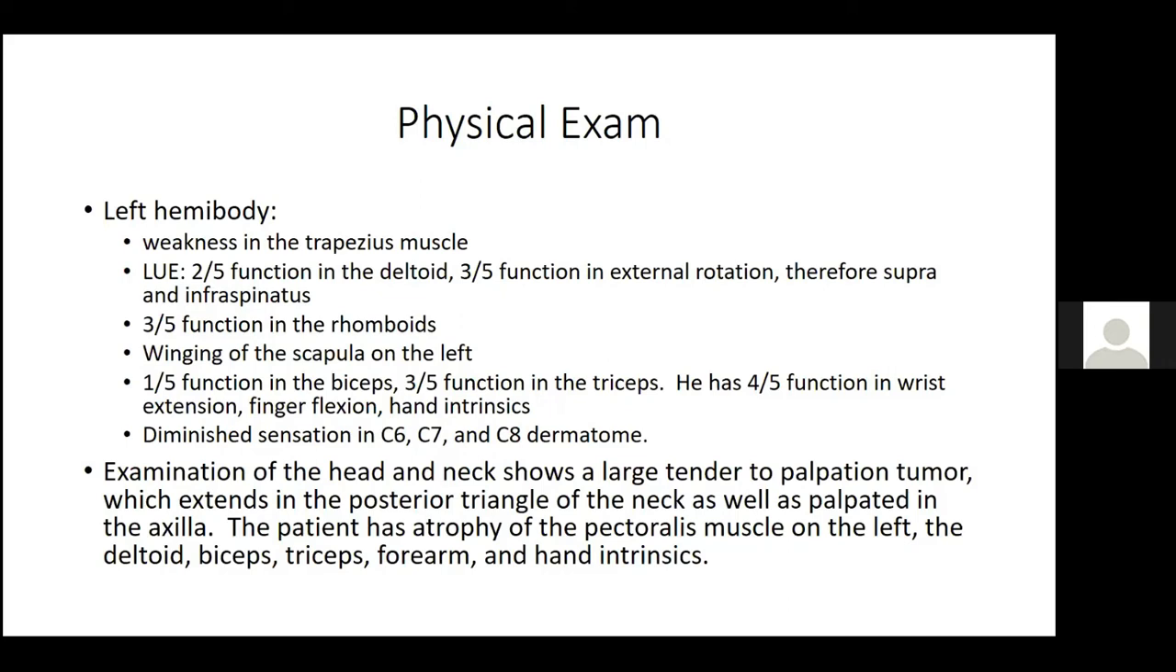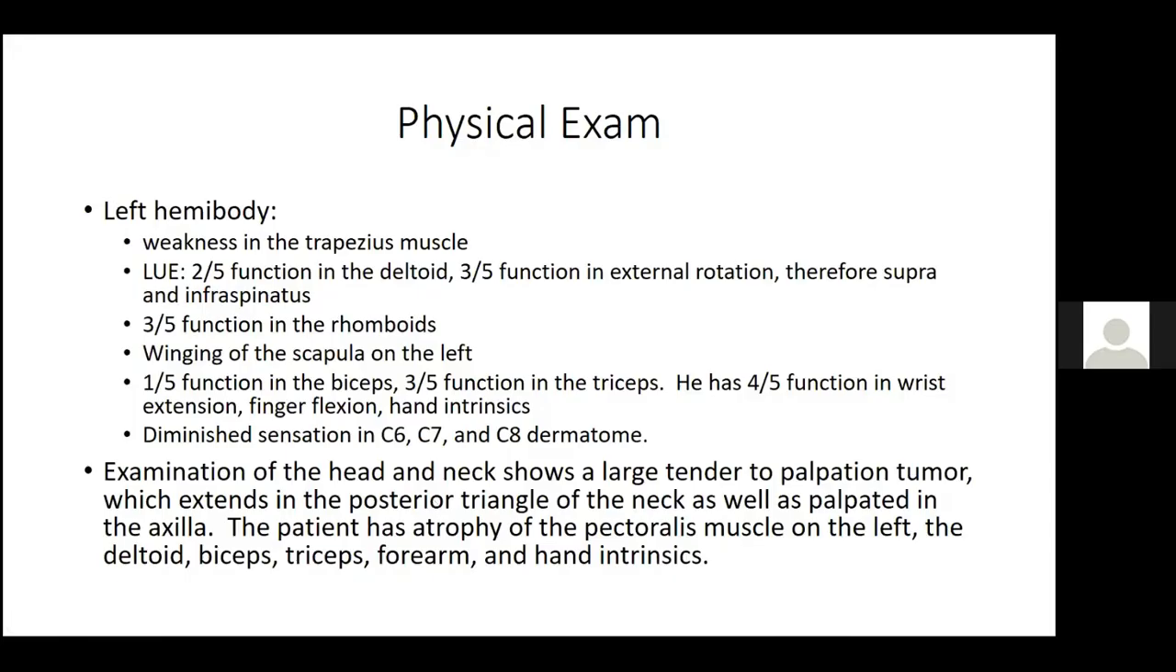What nerve? I mean, just from the phrase winging of the scapula, what nerve might be involved? The long thoracic. Yeah, and do you know what muscle that controls? Serratus anterior. Yep, great job. 1 out of 5 in the biceps, 3 to 5 in the triceps. He has 4 to 5 in wrist extension, finger flexion, and hand intrinsics, and numbness in his C6, 7, and 8 dermatomes. On examination, he has a large tender tumor extending into the posterior triangle of the neck, as well as palpated in the axilla. He has pectoralis muscle atrophy on the left, as well as the deltoids and biceps.